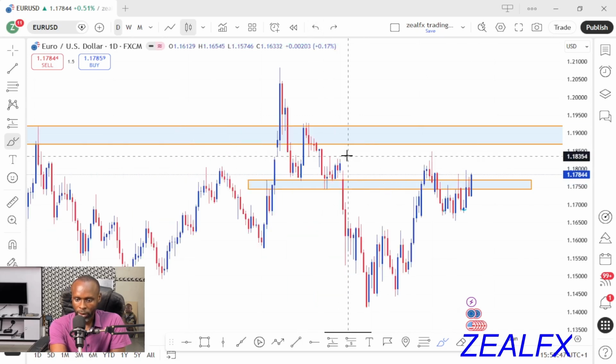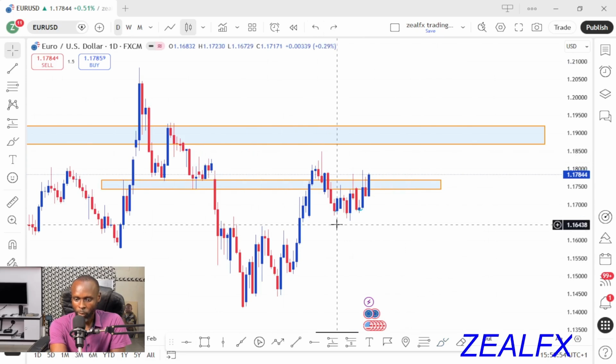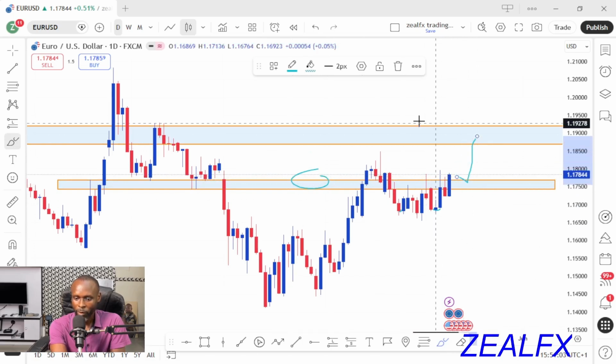So this week, so long as price breaks above our daily resistance level, which is this resistance level, we expect a retest of price, then we'll look for further buys for Euro to the top.